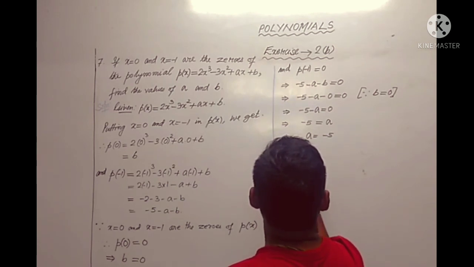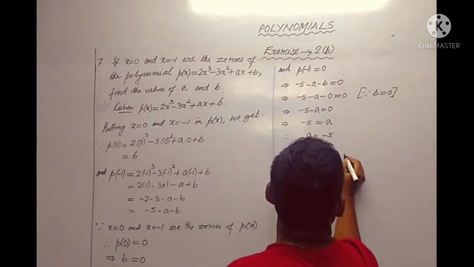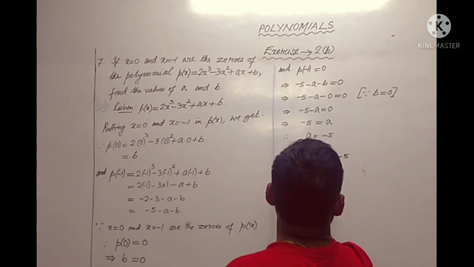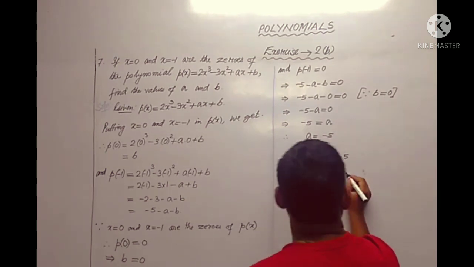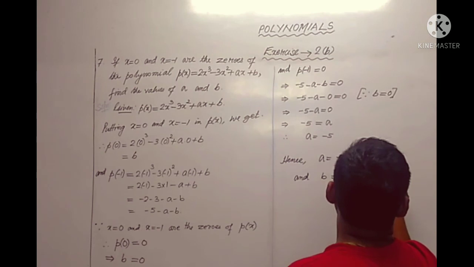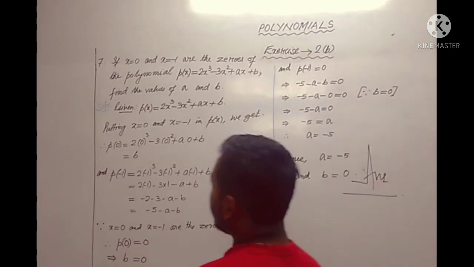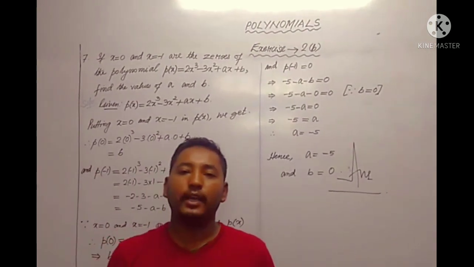Hence a equals to minus 5 and b equals to 0. This is the answer. So this is the end of exercise 2A.